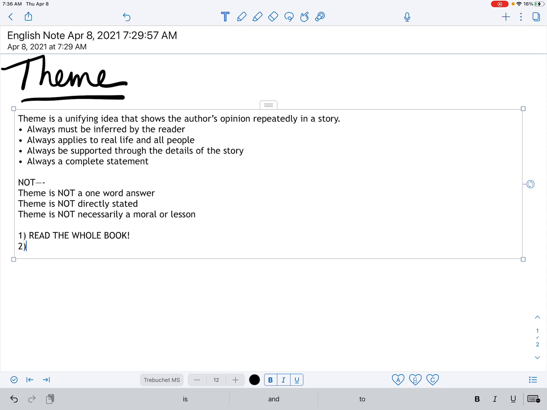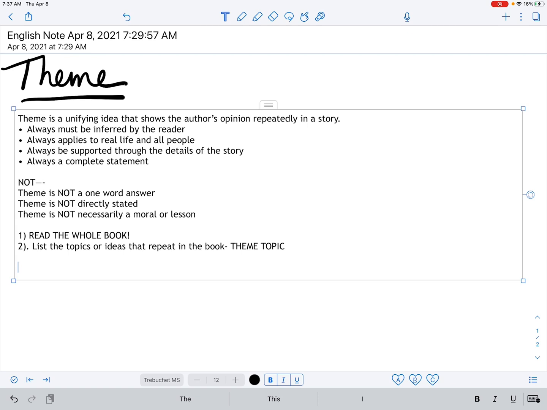Number 2, list the topics or ideas that repeat in the book. This is called a theme topic. So let's think back to the book 9/10, okay? Way back in the day when we read 9/10, we had the character Will Rittenhouse, right? And Will Rittenhouse was taught by his dad to do the right thing.